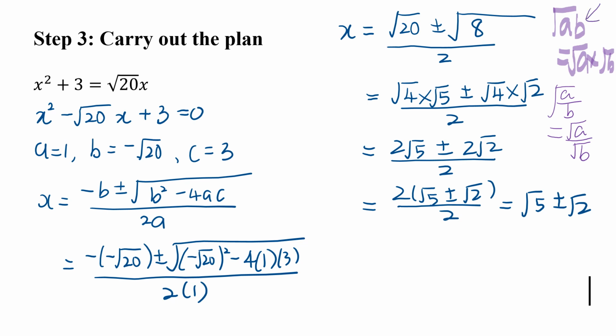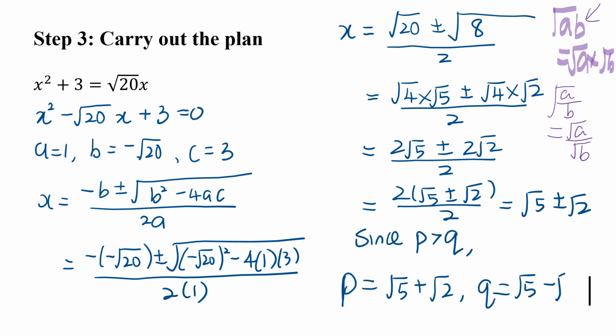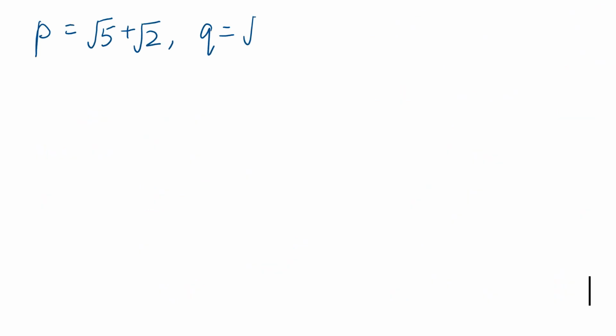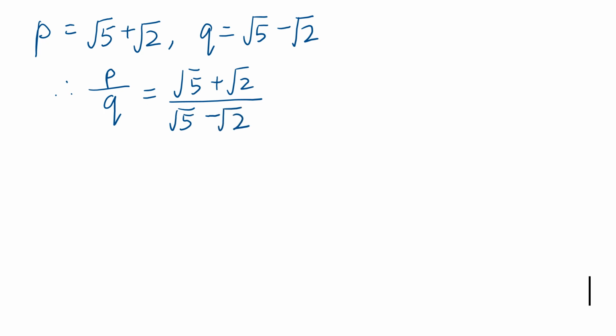All right, so there are two values, and one of them is more than the other. Square root 5 plus square root 2 will surely be more than square root 5 minus square root 2. So we're going to call square root 5 plus square root 2 as P, and square root 5 minus square root 2 as Q. What's the next thing we need to do? We need to express it as P over Q, so we put them as fractions, and we need to simplify it.